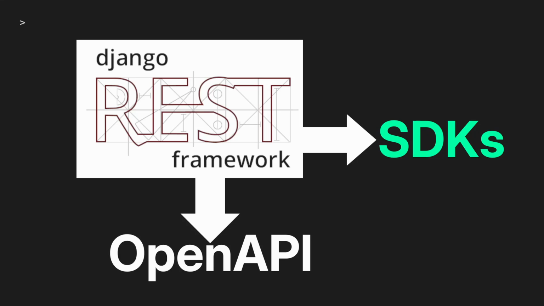Today I'm going to show you how to take your Django REST Framework API and transform it into an OpenAPI specification using the drf-spectacular library. As a bonus, I'll also show you how you can then take that OpenAPI specification and transform it into a client library for Python and many other major programming languages. So let's get into it.